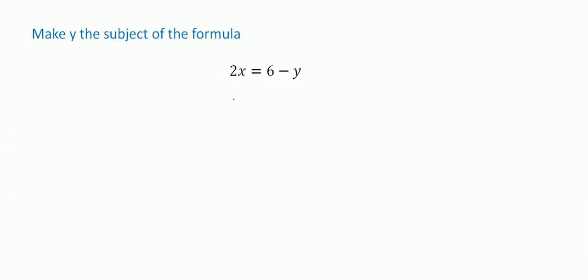Okay, now let's say we have an equation 2x is equal to 6 minus y, and we want to make y the subject of the formula. Right? Again, the question is asking us for an equation that says y is equal to something. Now we have 2x equals 6 minus y, so the y is on the right hand side. What you can do at this stage is add y to both sides of the equation. So we end up with 2x plus y is equal to 6 minus y plus y.